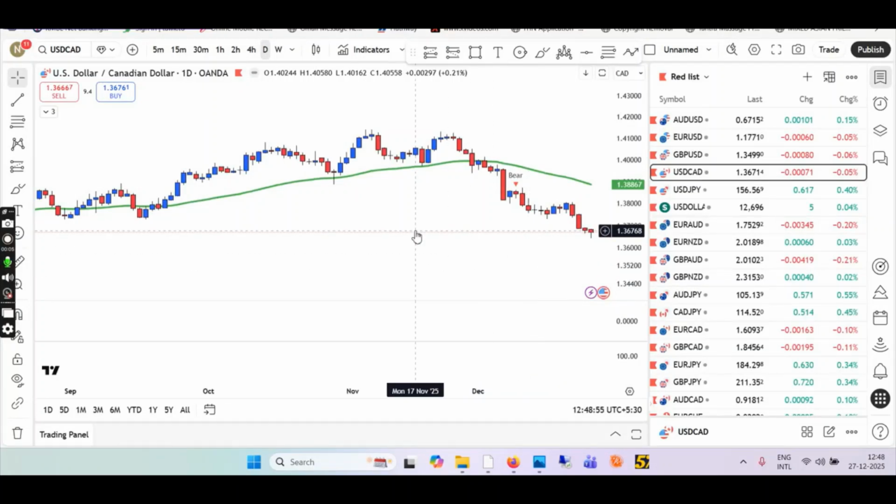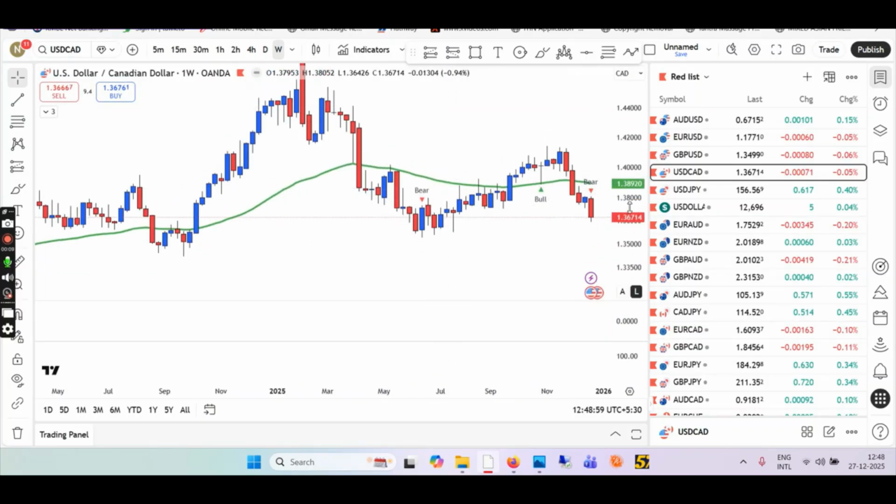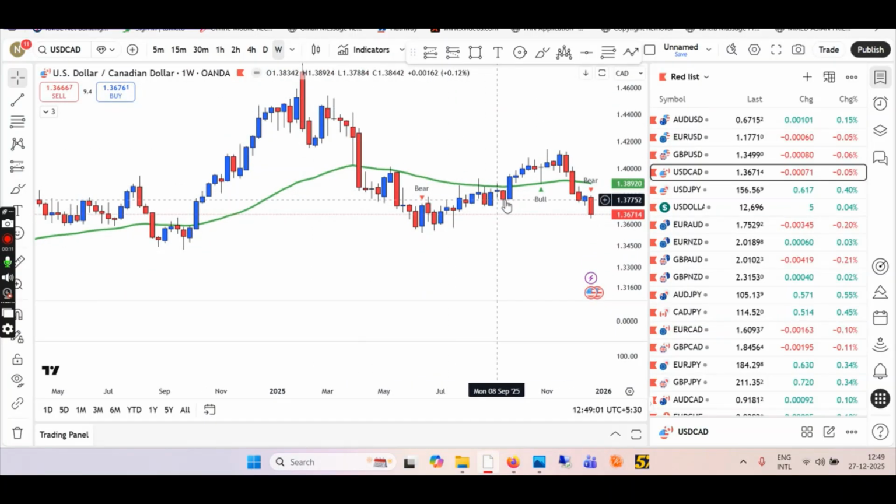In this video we'll talk about dollar against Canadian. So let's start the top-down approach with weekly time frame. Weekly we are officially in the downtrend. As you can see, this low is broken, this low is broken. All these previous lows are taken, so we are officially in the downtrend, but pullback will happen.